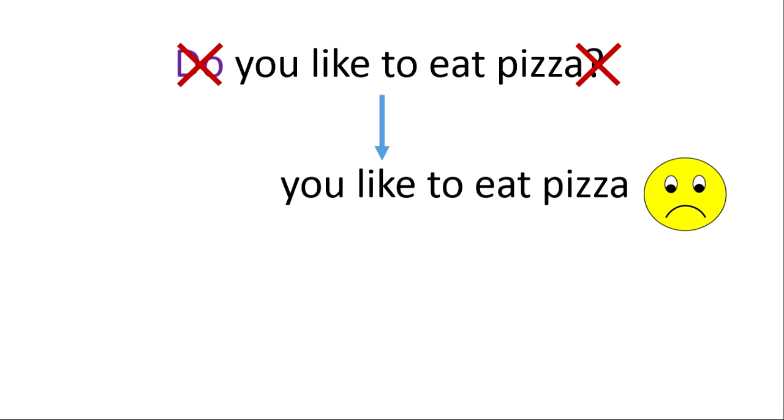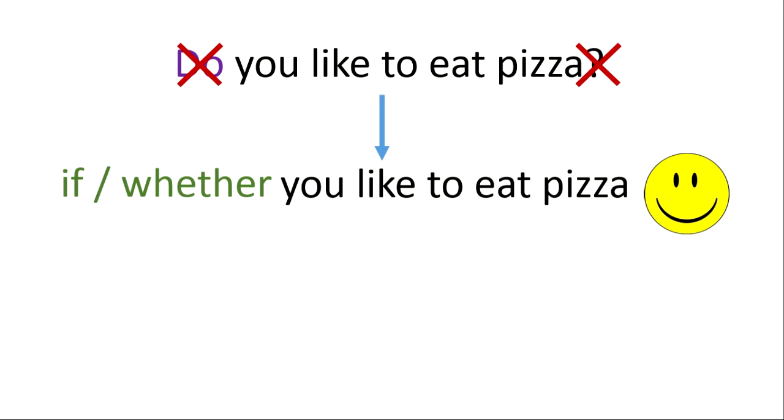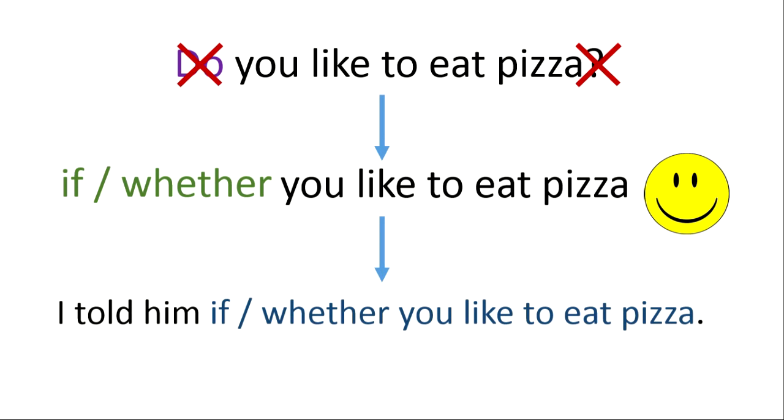But it doesn't sound quite right because this is not a noun clause. I mean, we can't use it directly like this, at least as a subject of the new sentence. So as you can see, this little guy is not happy with it. If you just add if or whether at the beginning of it, it is better, and it is the way we use it as the subject of a sentence or the object of a sentence. And now we have this: I told him if or whether you like to eat pizza.